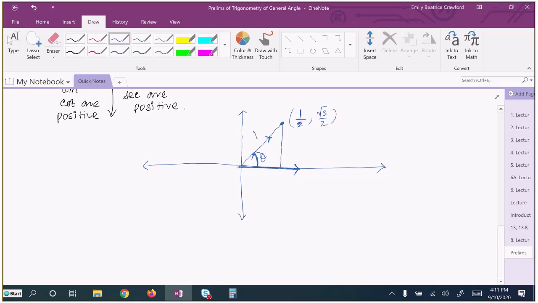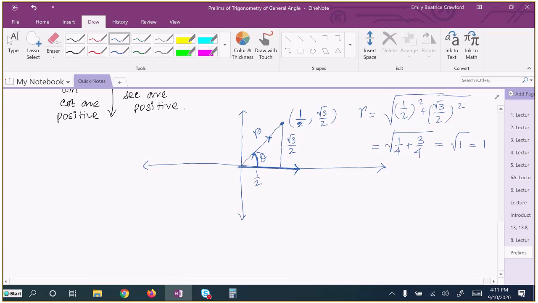So as usual, we're going to find out the hypotenuse. Remember, this time the height is square root of 3 over 2 units and the base is 1/2 units. So r is going to be square root of (1/2) square plus (square root of 3 over 2) square. So I can say that this is square root of 1/4 plus 3/4. When I add them, I get square root of 1, and that is equal to 1.